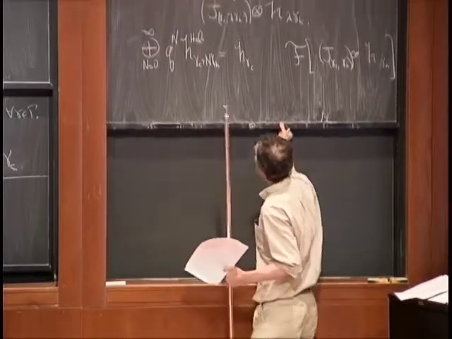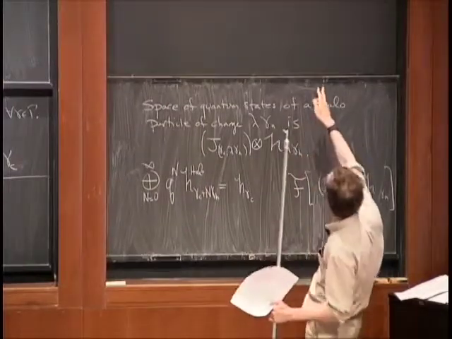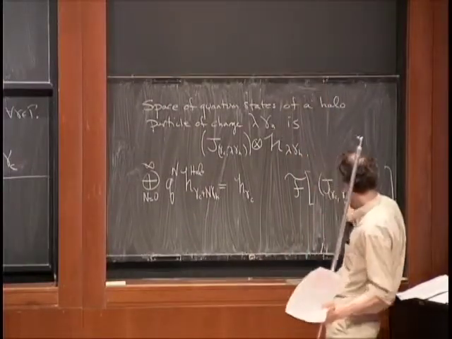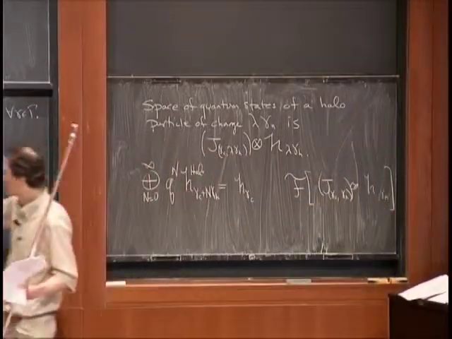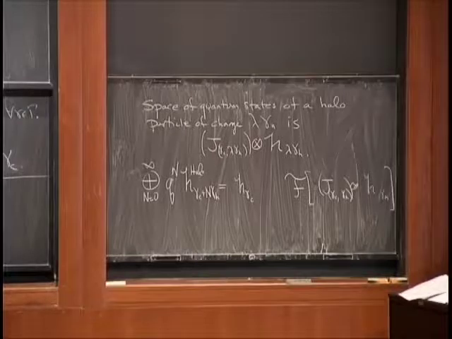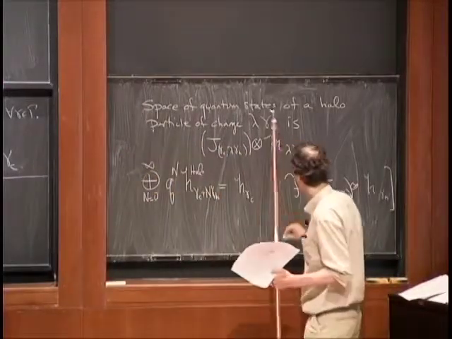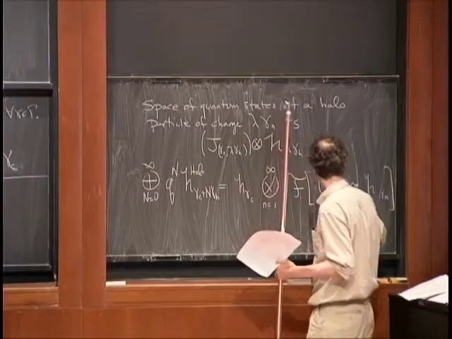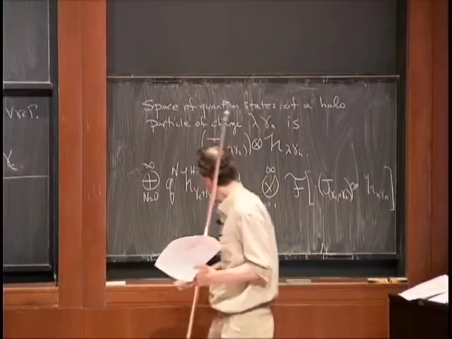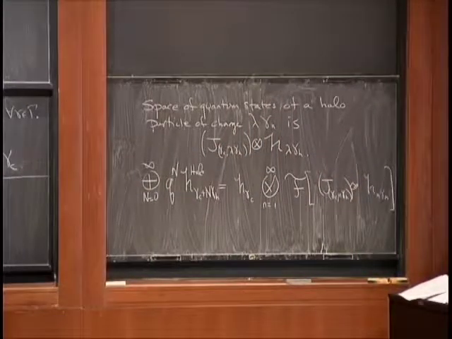One more little thing I have to say here is I've worked this out for a single halo. I've said this for a single halo particle of charge gamma H here. But of course, we have this lambda j here, so we could have particles of charge n gamma h for any n, and so we should take the tensor product from n equals 1 to infinity with n gamma h. So that, finally, is the halo Fock space.